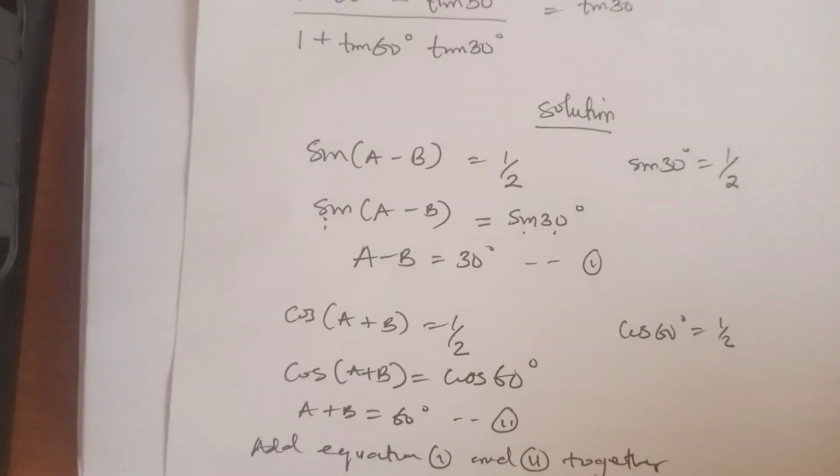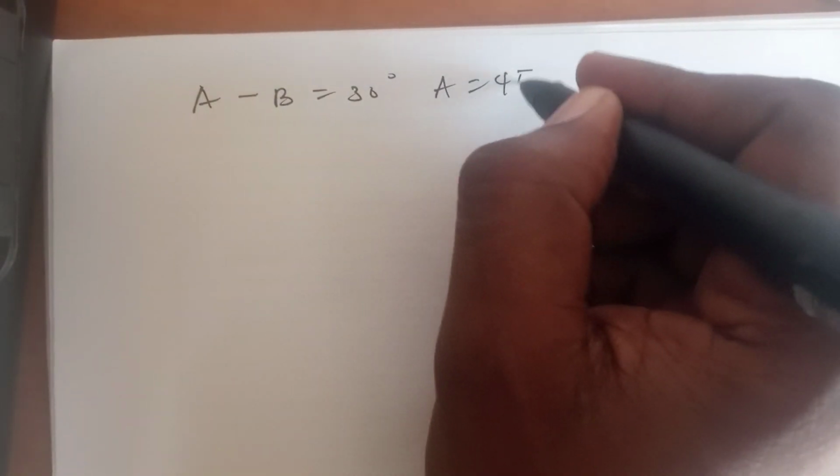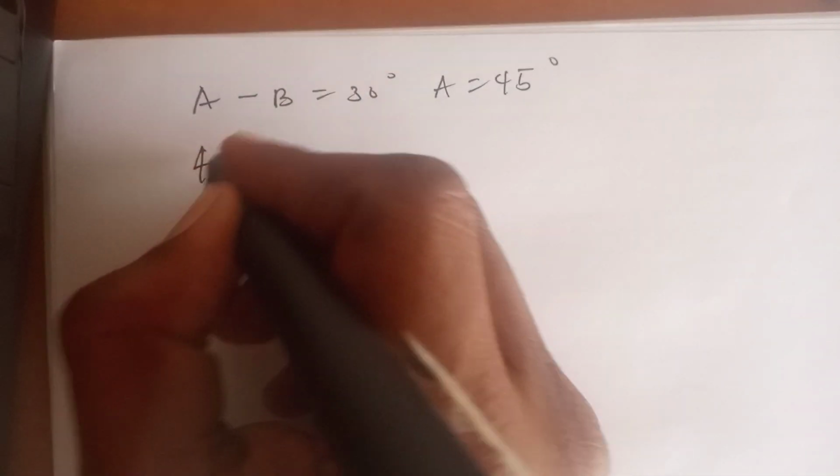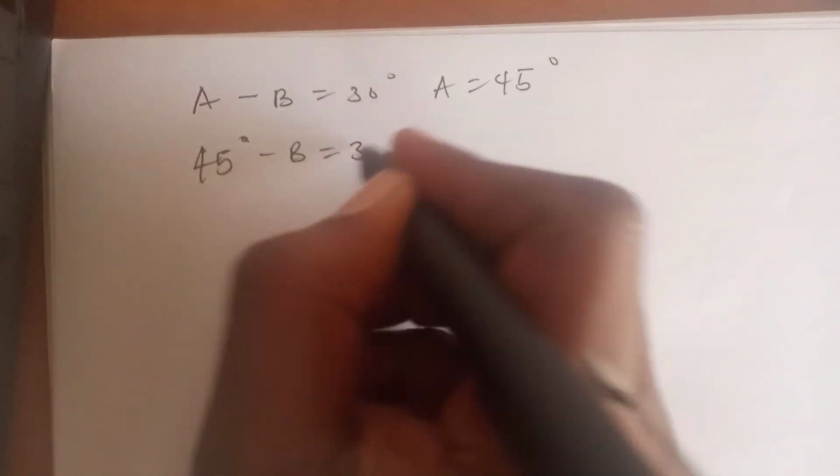Because we are still going to check for the validity. So now let's solve for b. Since a is 45 degrees, what is b? Don't forget, we can use any of the equations when solving simultaneous equations. So I'm going to use equation 1: a minus b equals 30, and my a is 45 degrees. I will substitute it here: 45 degrees minus b equals 30 degrees.